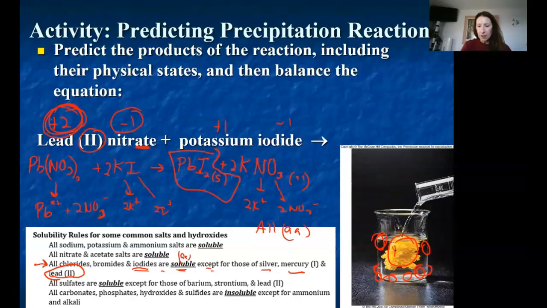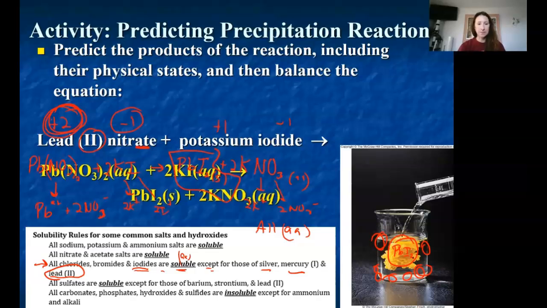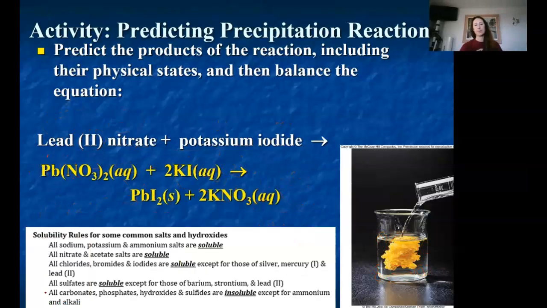This is our solid, right? That's our solid. Everything else is just floating around, not doing anything, right? It's our solid. That's what made the reaction occur. Let's have that illuminator for you. There you go. Much neater than I write.